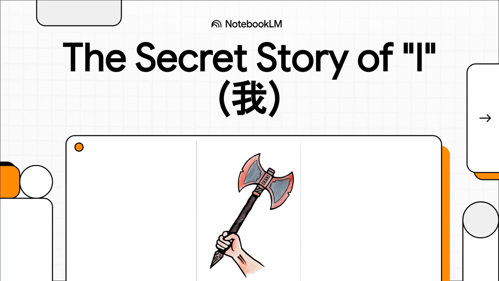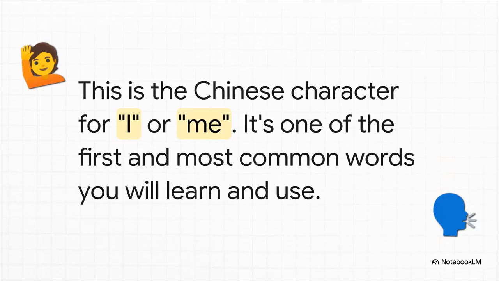We're going to unlock the secret story behind one of the very first and most important characters you'll ever learn in Chinese. Okay, here it is. This character means I or me, and you pronounce it 我. Trust me, this one is everywhere. You're going to use it in pretty much your first sentence.